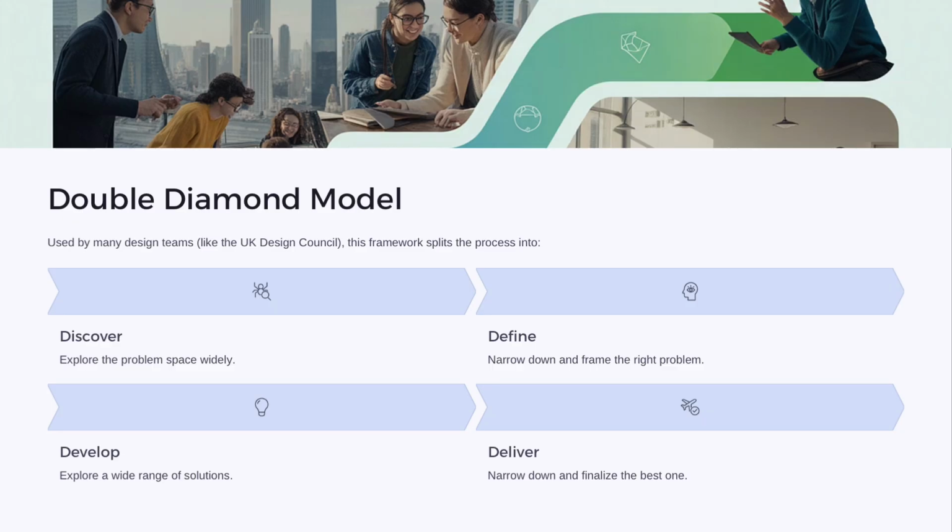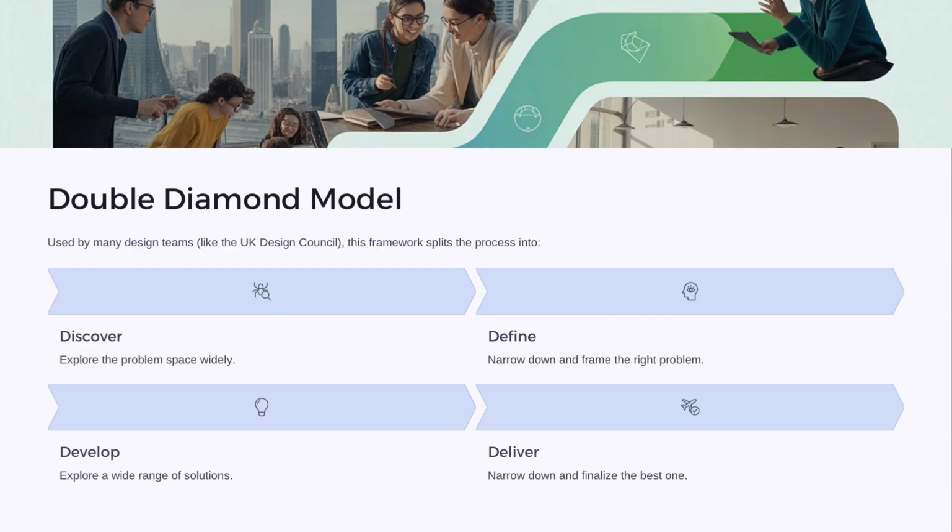The second diamond starts by asking you to develop again, exploring potential solutions widely. Brainstorm lots of ideas. Then you deliver, narrowing down again, refining, testing, and finalizing the best solution to launch. So it ensures you're not just solving a problem. Right. But solving the right problem with the best possible solution. It encourages exploration, but provides structure.